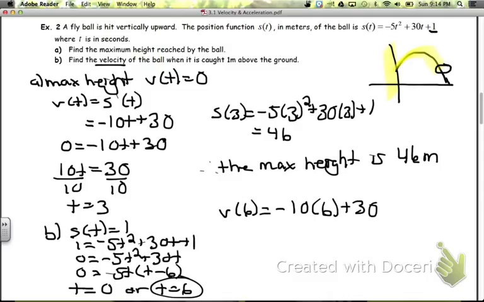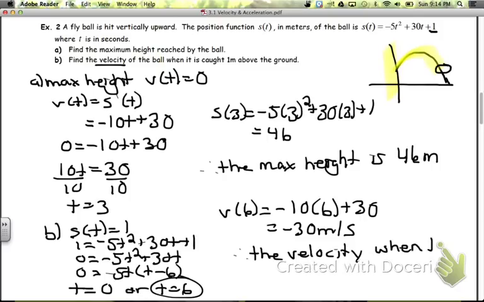And when we do that, we're going to get negative 30 meters per second. So therefore, the velocity when the ball is caught at 1 meter is negative 30 meters per second.